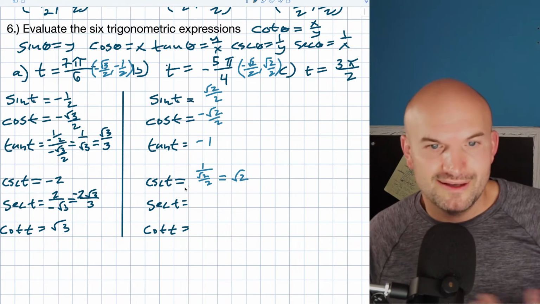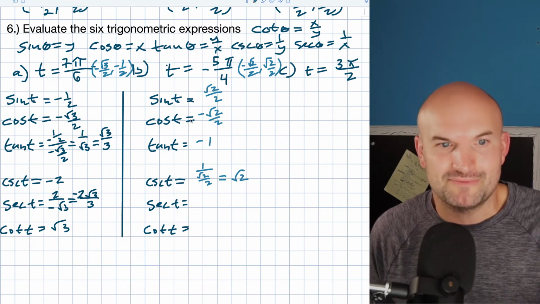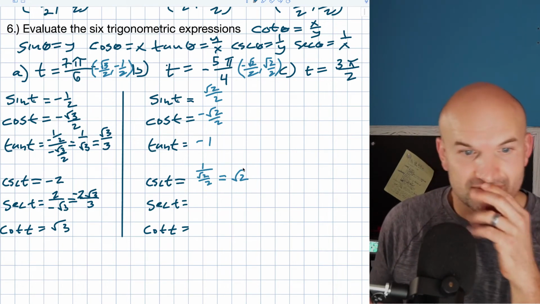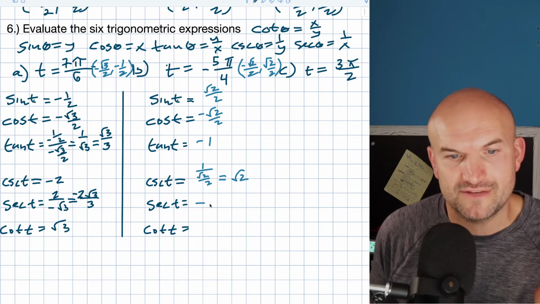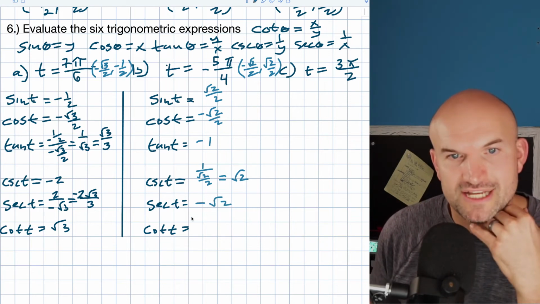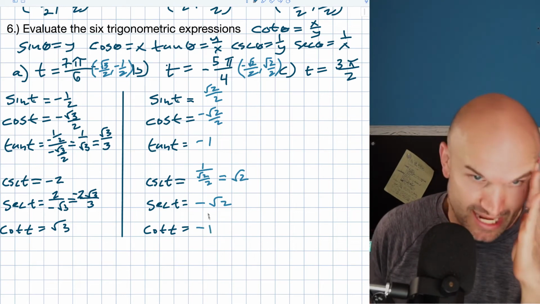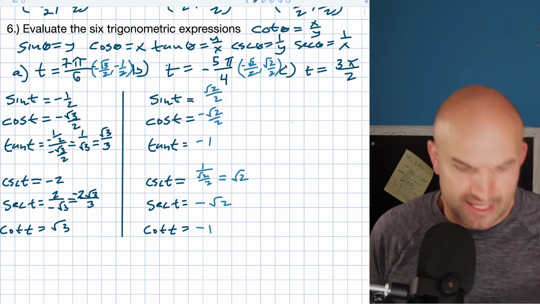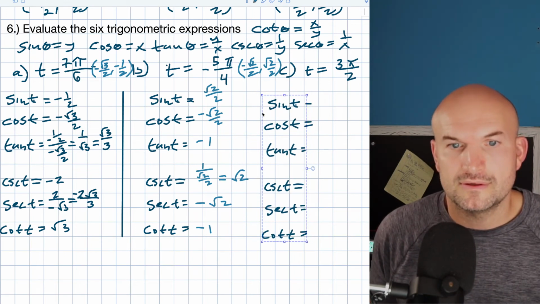Now, the cool thing about pi over 4 is whatever you get for cosecant, you're going to get for secant, right? They're basically the exact same answers. Except notice, obviously, it's negative, so that's a negative square root of 2. And then cotangent is going to be x over y, which is again the same thing over the same thing. So that's going to be a negative 1. And then let's go ahead and play this game one more time.